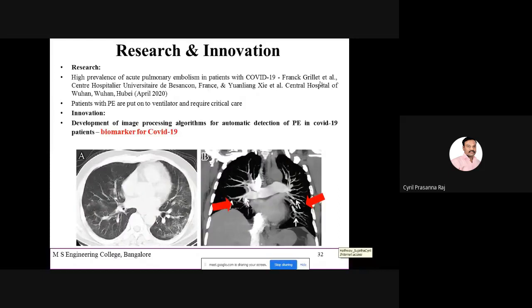Now, this disease has existed for the last 30-40 years. It is not new to mankind; pulmonary embolism is a well-known disease. But after COVID-19 came into the picture, people have used pulmonary embolism as one of the bases for diagnosis of COVID-19 patients.